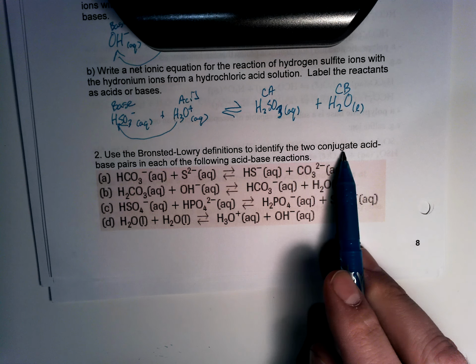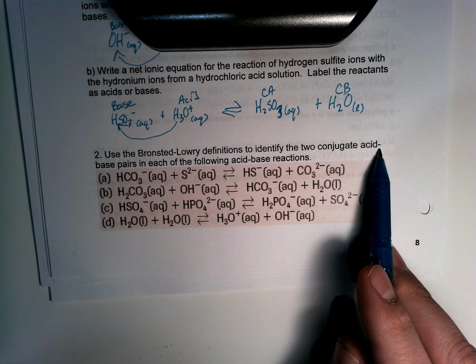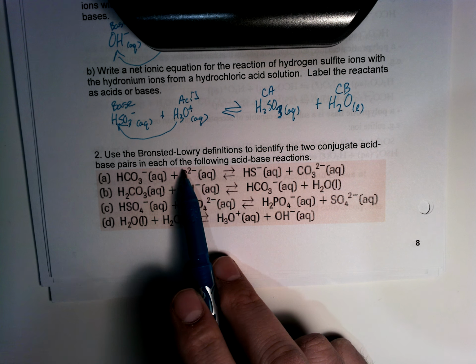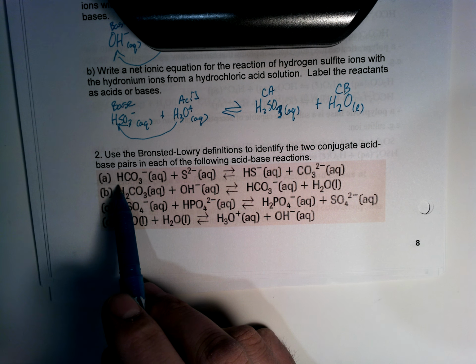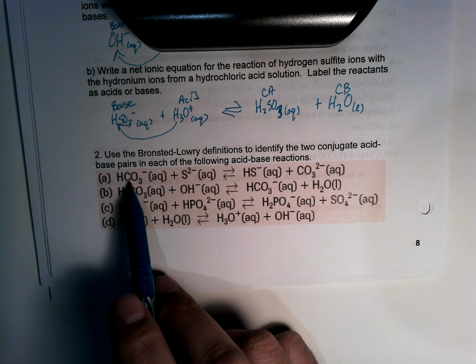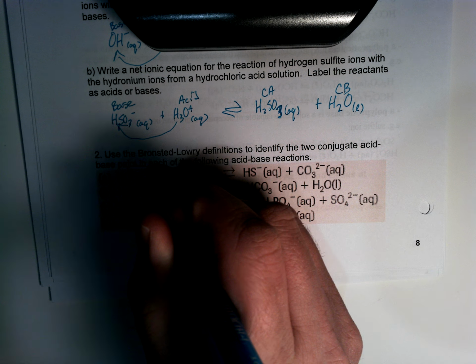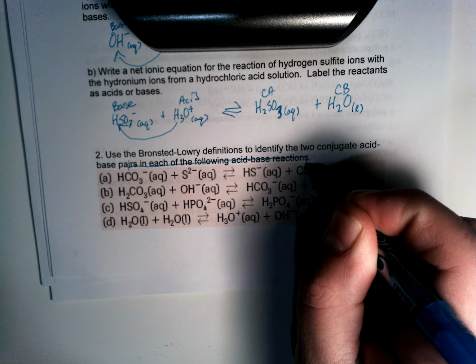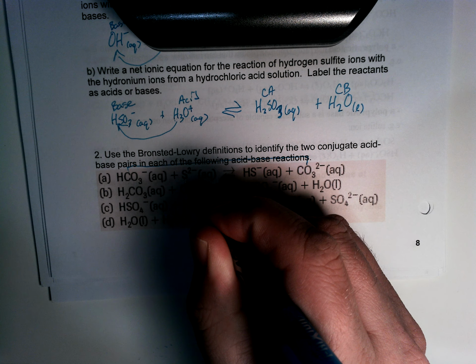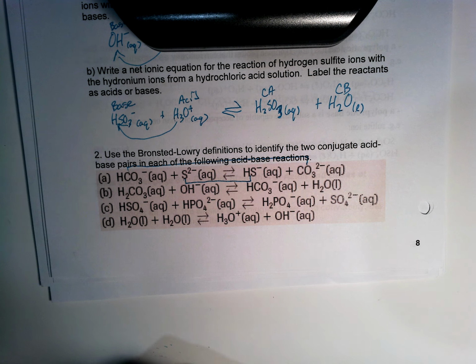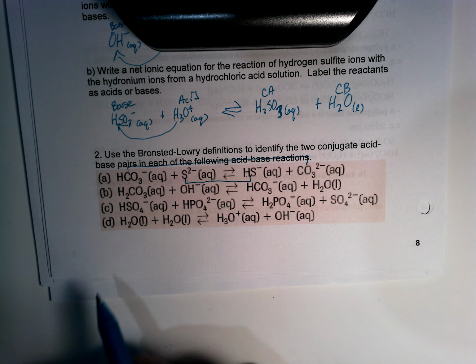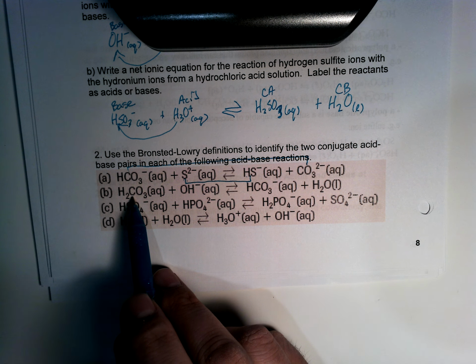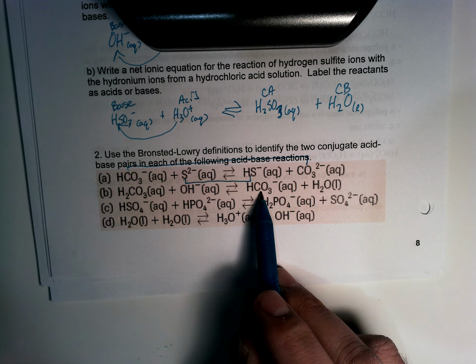Bronsted-Lowry definitions: identify the two conjugate acid-base pairs for each of the following reactions. Again, I look here, this is my acid, this is my base. So the conjugate acid-base pair should differ by one hydrogen. So this would be my other conjugate acid-base pair. So this is the base, conjugate acid, acid, conjugate base. Okay, here, this is my acid, this would be its conjugate base.